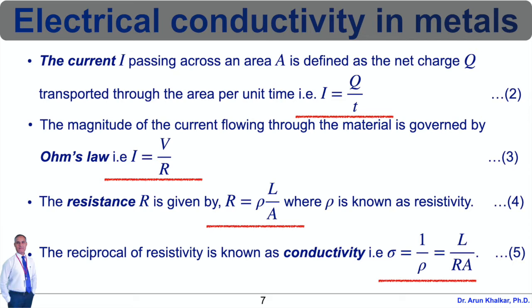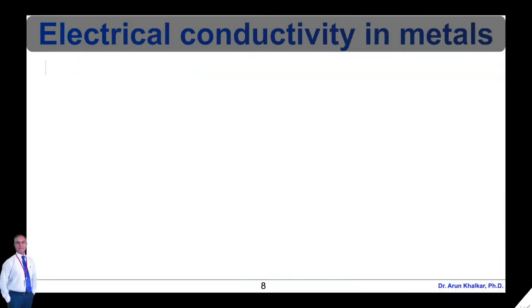The resistance capital R is given by capital R is equal to rho into capital L upon capital A, where rho is known as resistivity. Let's say this is equation number 4. The reciprocal of resistivity is known as conductivity, that is sigma is equal to 1 upon rho, that is equal to capital L divided by capital R into capital A. Let's say this is equation number 5.